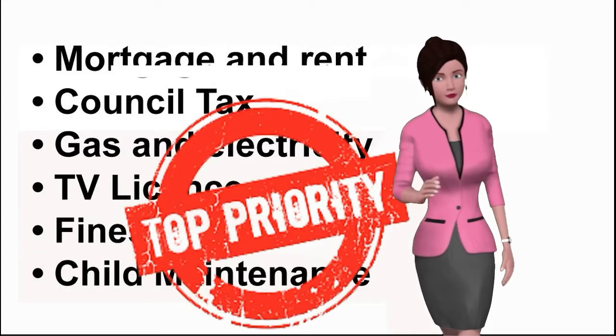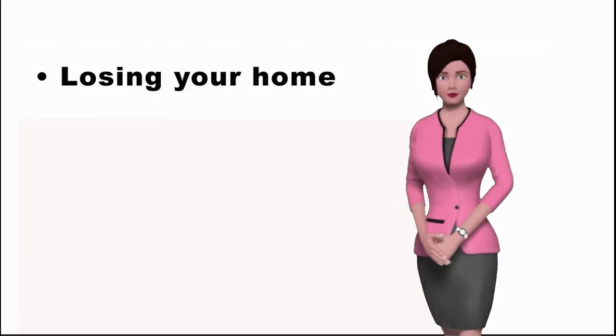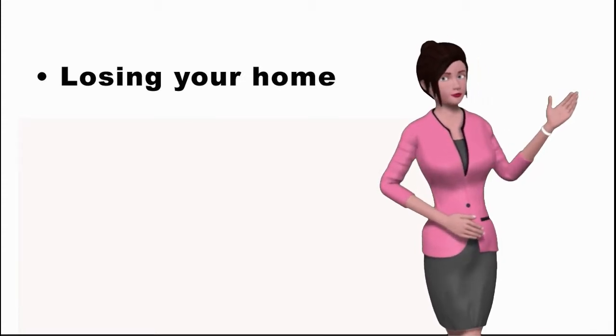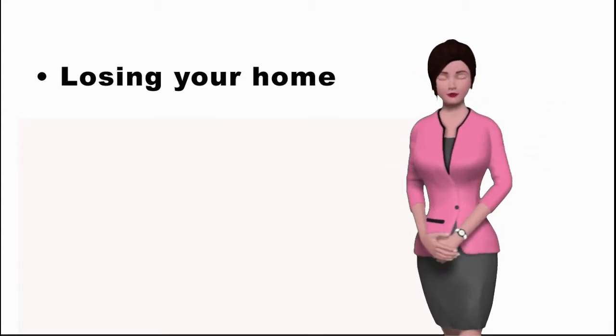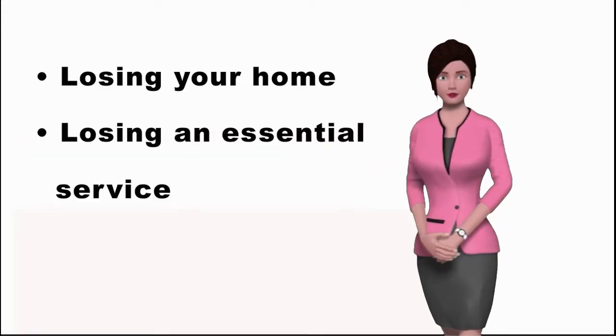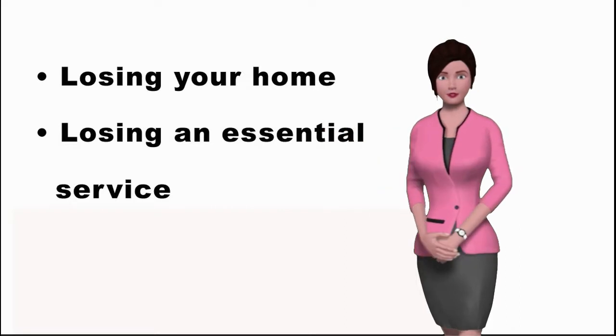So here you have them, and it's plain to see. If you fail to make your rent and mortgage payments, you risk losing your home. So clearly these are priority debts. You must give these priority. If you were to fall behind in making payments to your gas and electric suppliers, then you may be disconnected and lose those essential services. So once again, these are priority debts that must be paid.